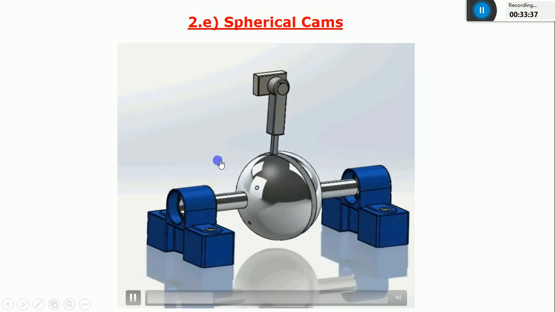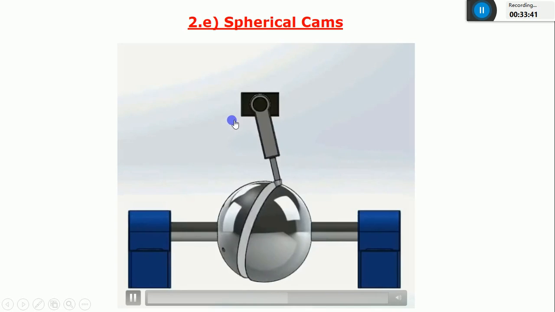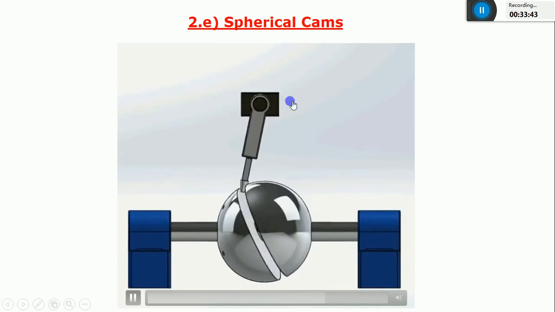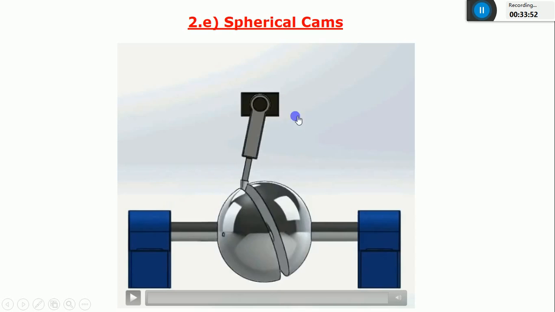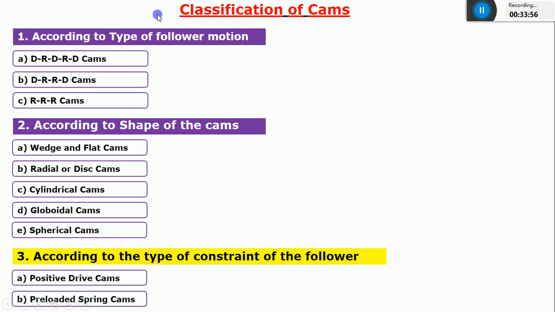It means the input motion is the rotary type and the output is oscillating. But I'm not going to consider the type of follower motion, only the shape of this cam. Since the shape of the cam is in the form of a sphere, I can call it a spherical cam. So these are the 5 classifications based on the shape of the cams.